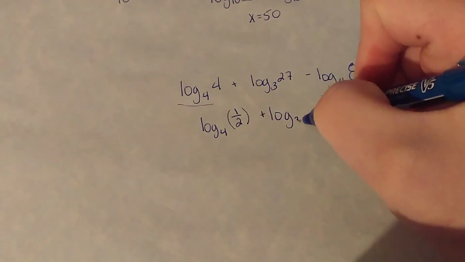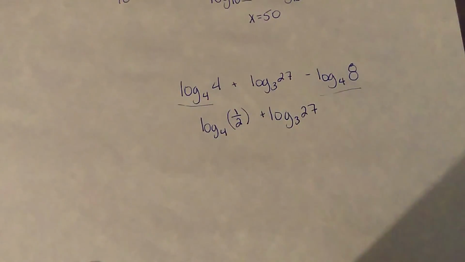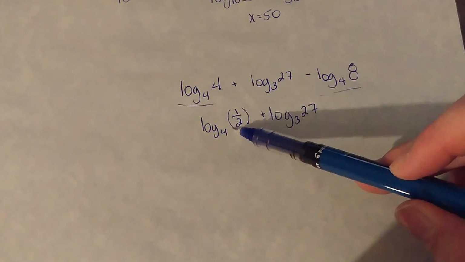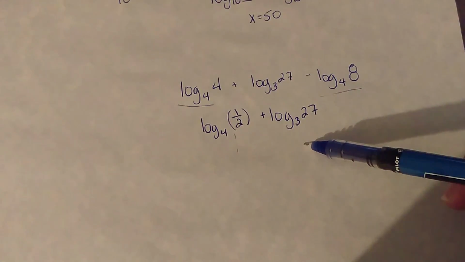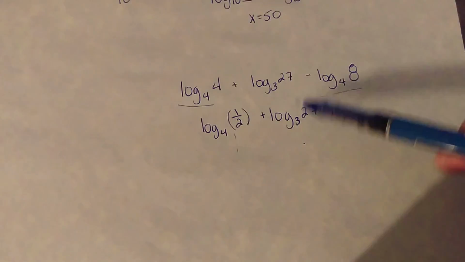But I still can't combine these two logs together because they have different bases. And so I still need to figure out a way to evaluate these anyway without using the property. So from here I can continue by evaluating each individual log and then adding them together.